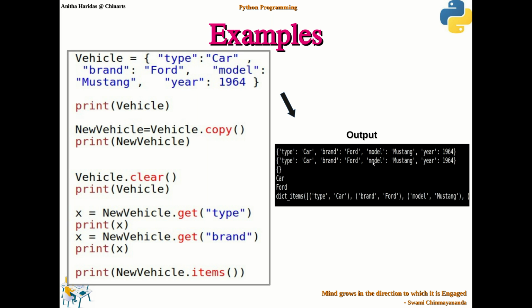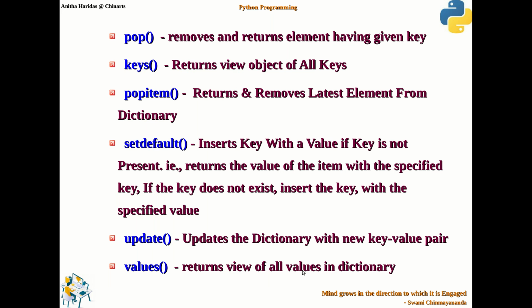So it gives you the view of dictionary items in this way. Please observe the difference between having the dictionary name as an argument in the print function and using items, which will be returning the view of the dictionary object. That is the difference you have to observe.